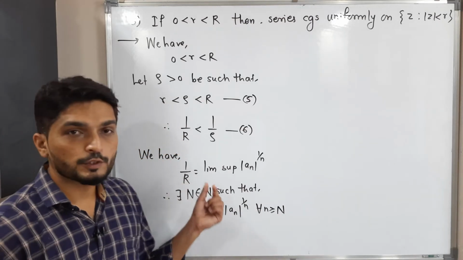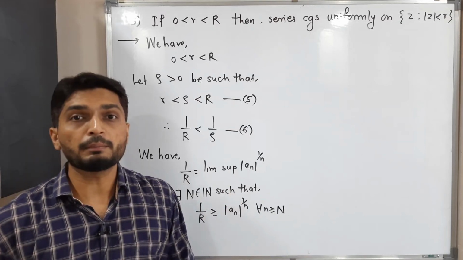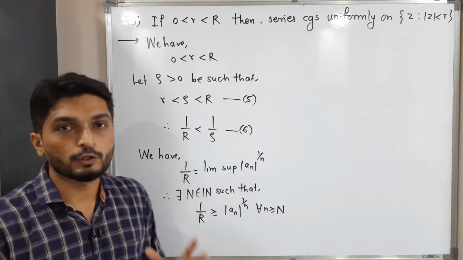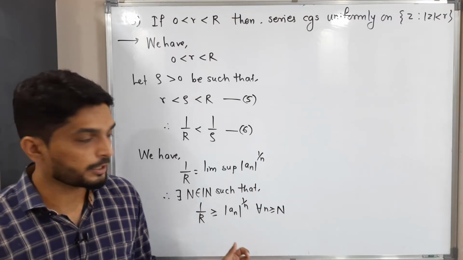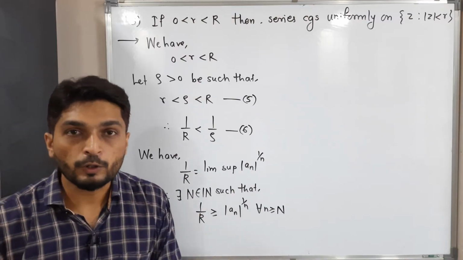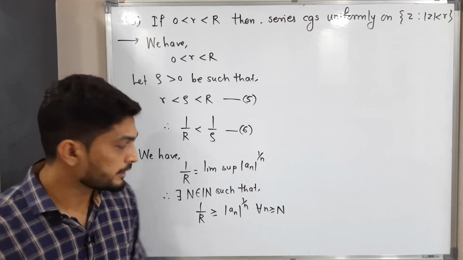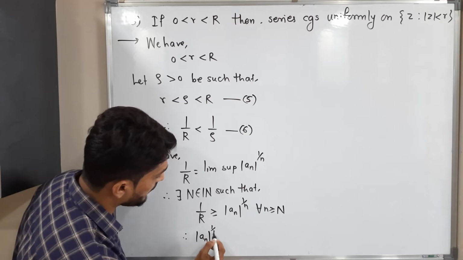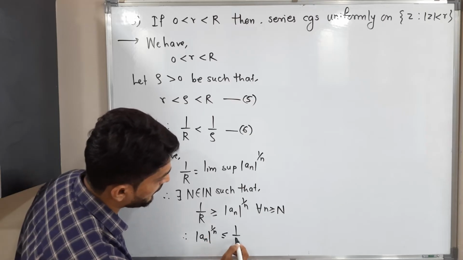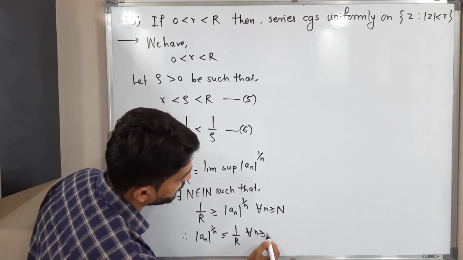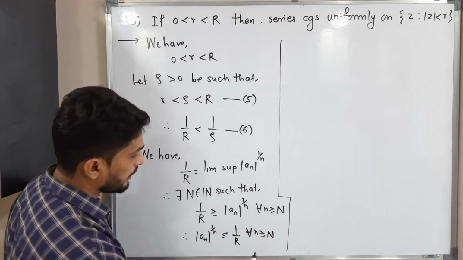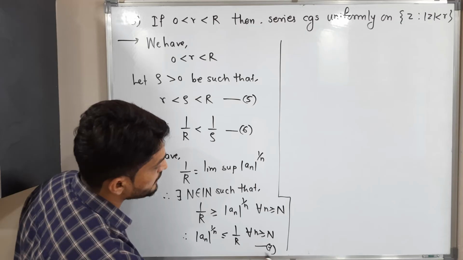As the definition says, it's a limit supremum, so it's a supremum, a maximum value. So definitely it is greater than or equal to infinitely many terms. This is a very important thing we have got. The same thing we can write in this way also: therefore mod a n raised to 1 by n less than or equal to 1 by capital R for all n greater than or equal to capital N. I am calling it inequality number 7.